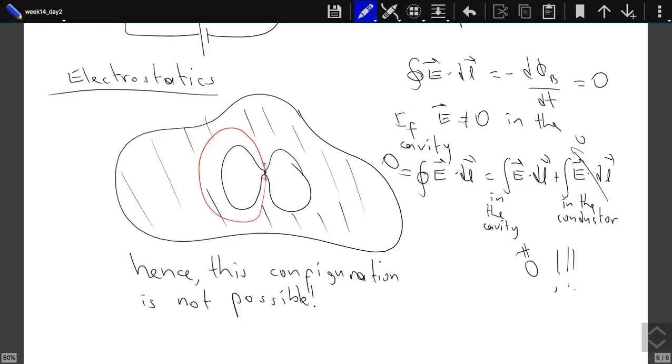Well, you see, this is a conductor. The nuclei are at rest. The electrons are free to move, so protons cannot move.